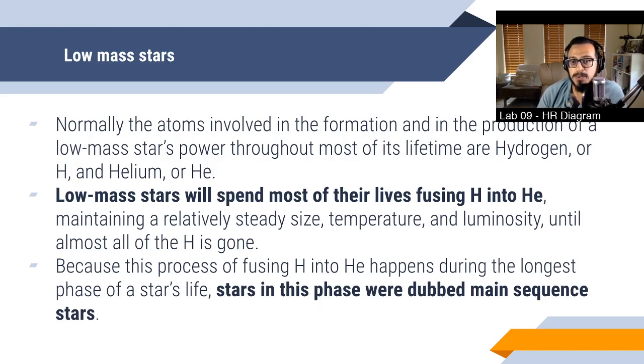Low mass stars will spend most of their lives fusing hydrogen into helium. This is really important. Maintaining a relatively steady size, temperature, and luminosity until almost all of the hydrogen is gone. Because this process of fusing hydrogen into helium happens during the longest phase of the star's life, the stars in this phase were dubbed the main sequence stars.